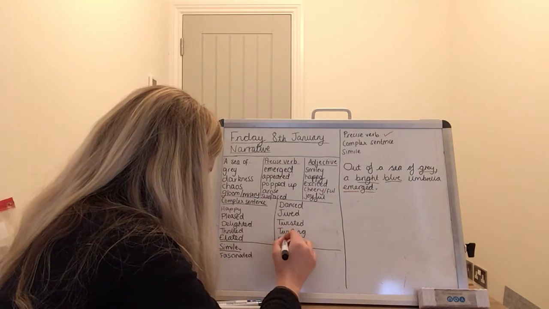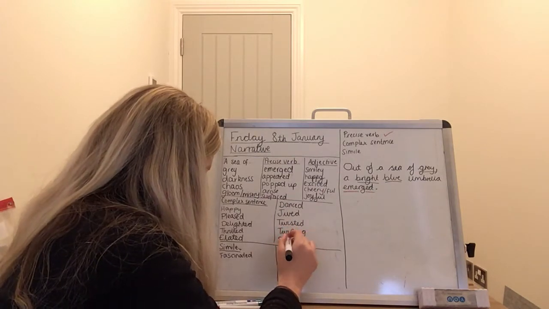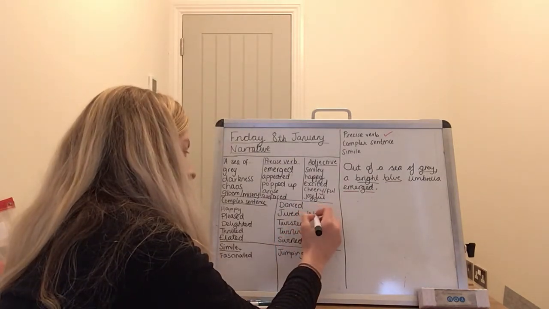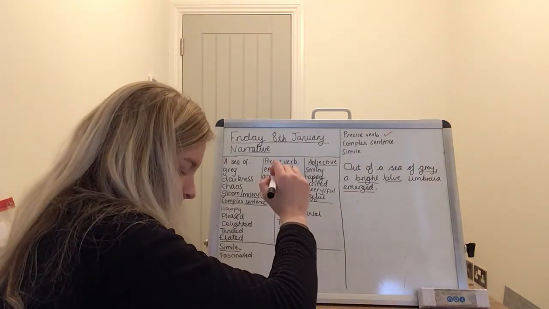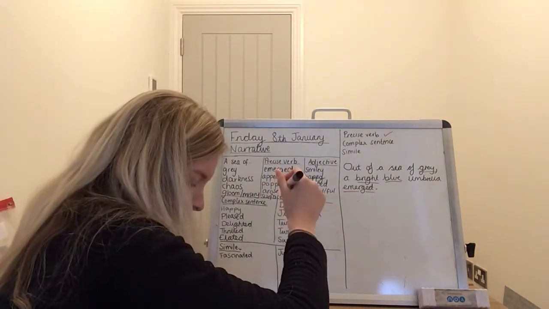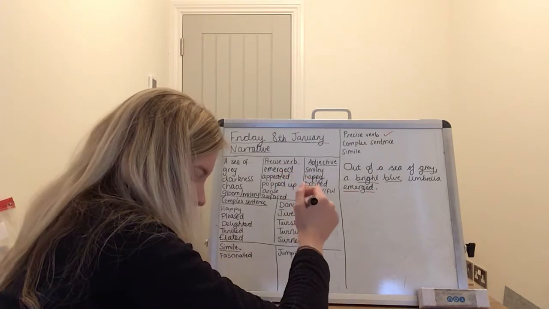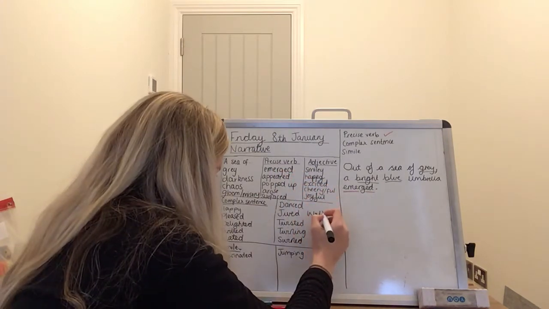Twirled and swirled and waltz, maybe. Waltz is a kind of type of dance. Just check that you spell it correctly because it's not an easy word to spell. Waltzed.